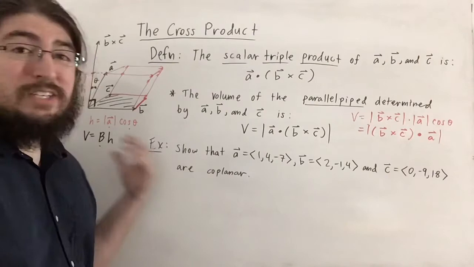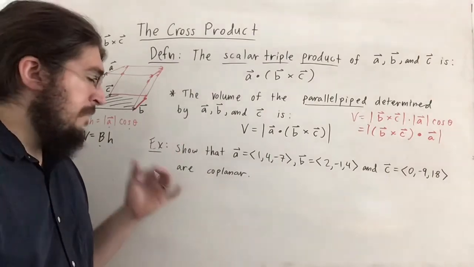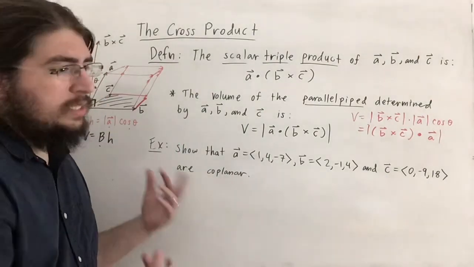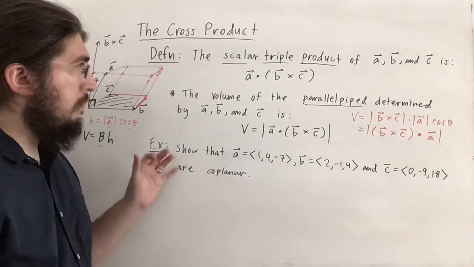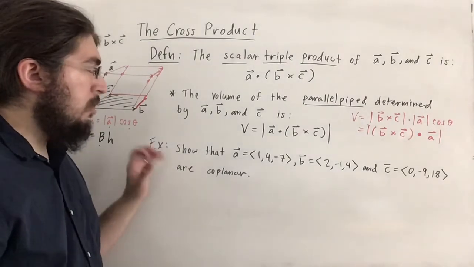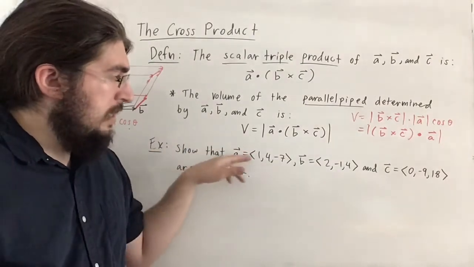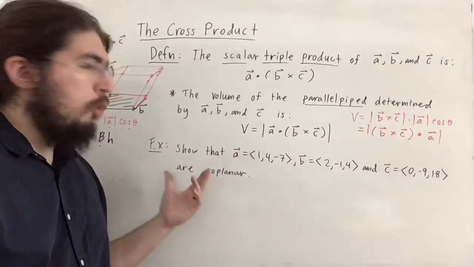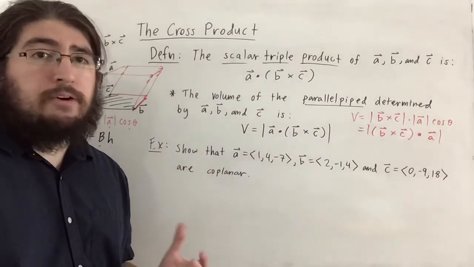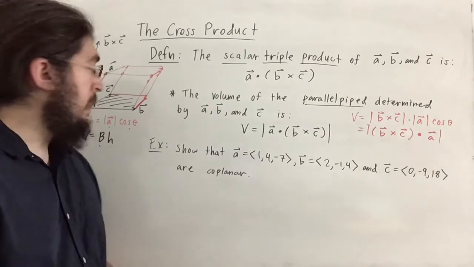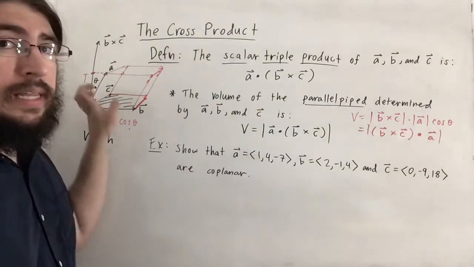Right. So now this next example is kind of crazy. I want to try to use some of the properties that we saw previously, on the previous screen. So I want to show that these three vectors A, B, and C are coplanar. Now what coplanar means is they all lie on the same plane. So in other words, the image will look nothing like this.